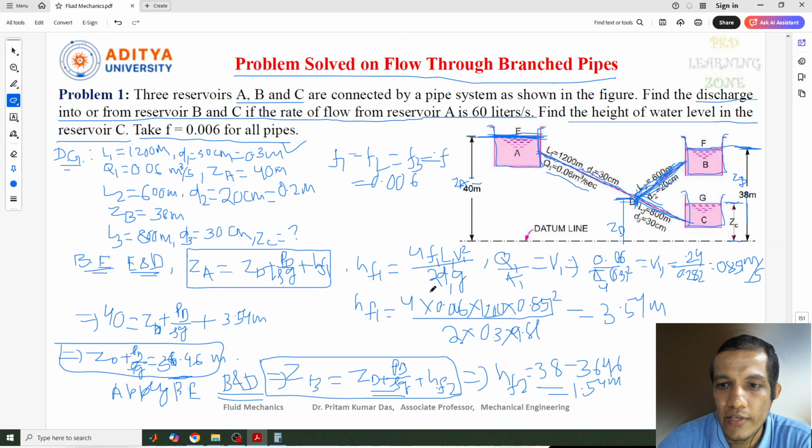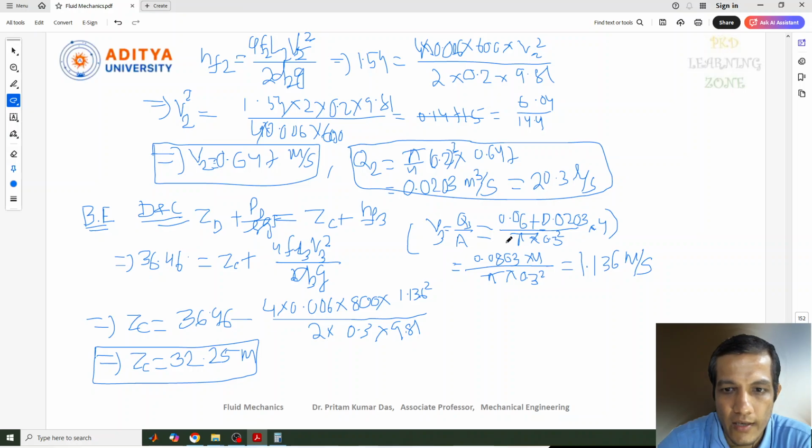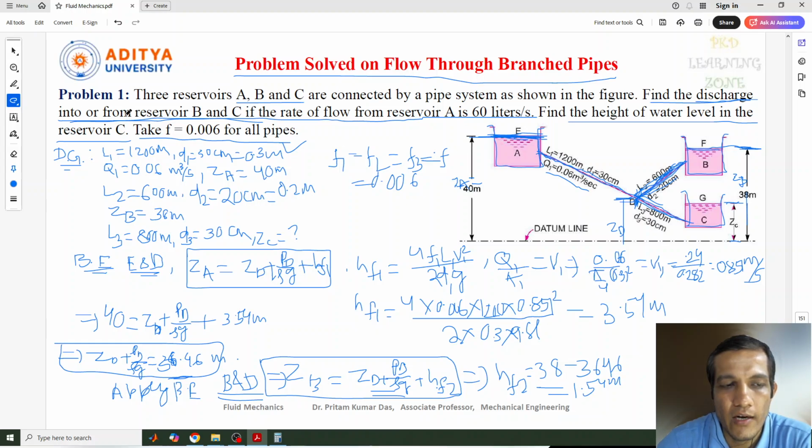Now once you check whether all these things are calculated, we need to find the discharge into or from the reservoirs B and C. So discharge Q2 and Q3 need to be calculated. Q3 we have identified because Q3 equals Q1 plus Q2, which we implemented in this equation. If the rate of flow from reservoir A is 60 liter per second, find the height of the water level in reservoir C. This water level height, ZC, needed to be calculated.